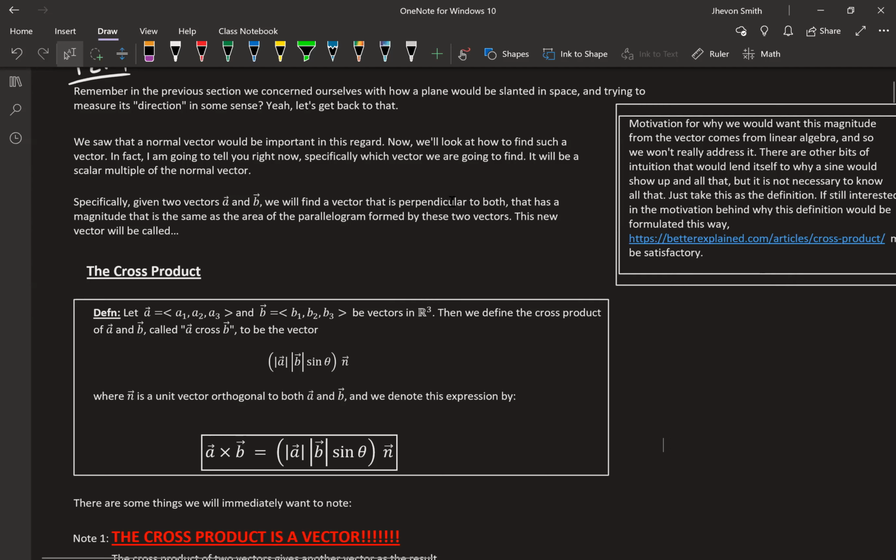Okay, so if n is a unit normal vector, it's right here, n is a unit normal vector, then the cross product, we call this A cross B, again, we don't say times, we say A cross B versus A dot B, is going to be a vector in that same direction. However, the magnitude of that vector is going to be given by that.